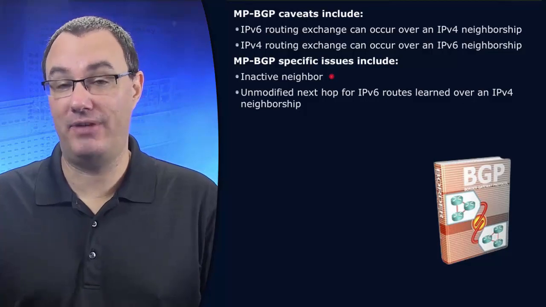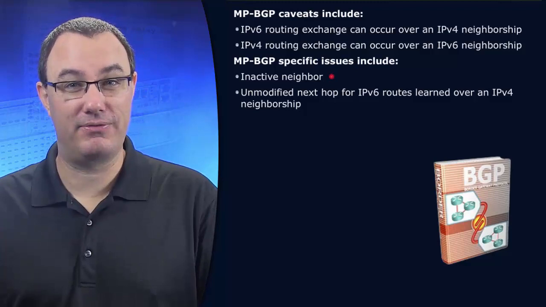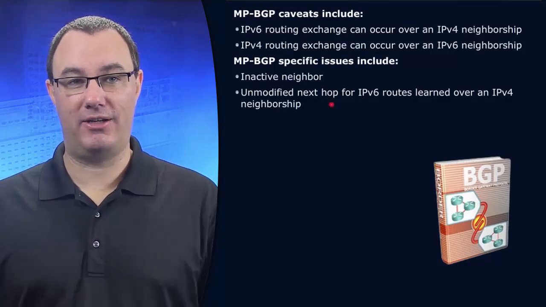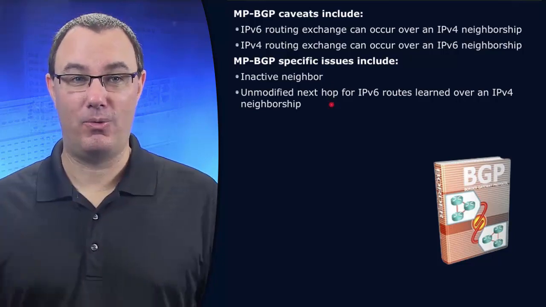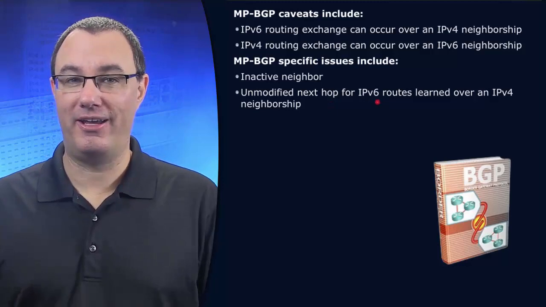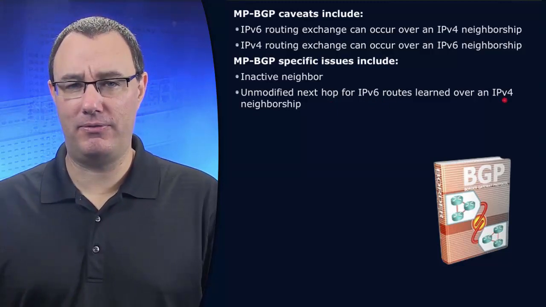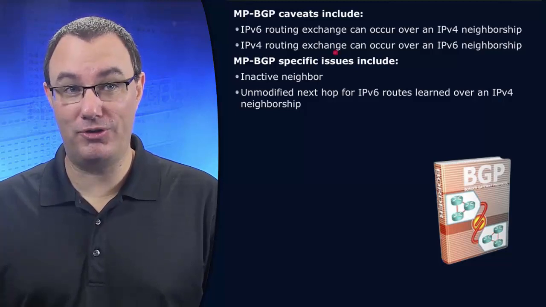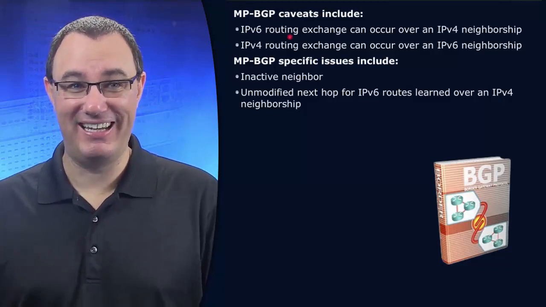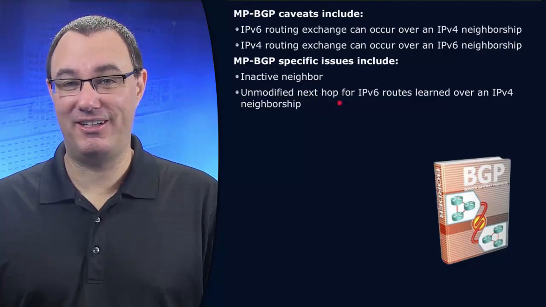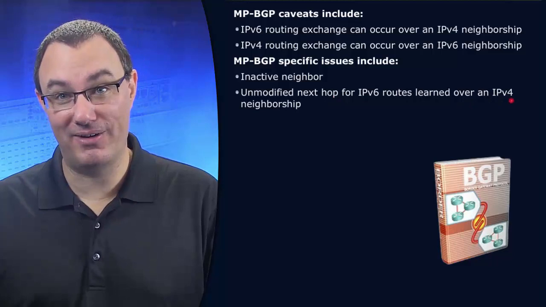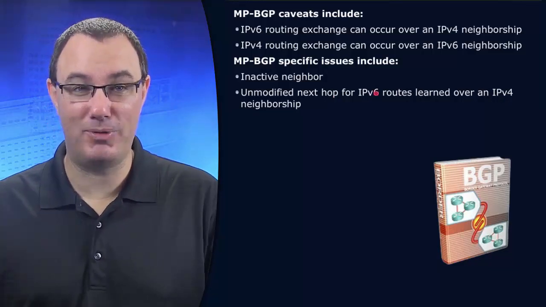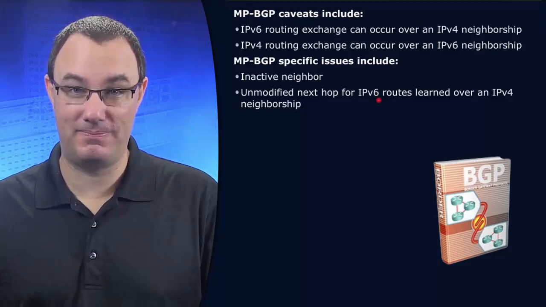You might have inactive neighbors. You have to make sure that your neighbors are active. And you also have to understand that you can get into a situation with the next hop where you say, okay, well, I just learned IPv6 routes over an IPv4 neighborship, and we told you we could do that. But there's a caveat, and that is the routes are unusable unless you fix the next hop IP address that you're getting. Because the next hop IP address looks like an IPv4 address. Wait a minute. That isn't going to help you reach an IPv6 destination.